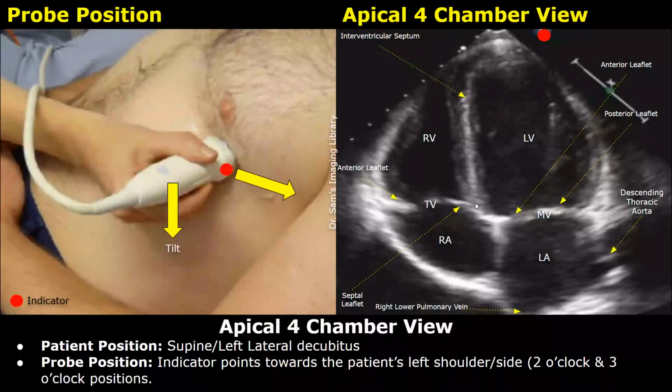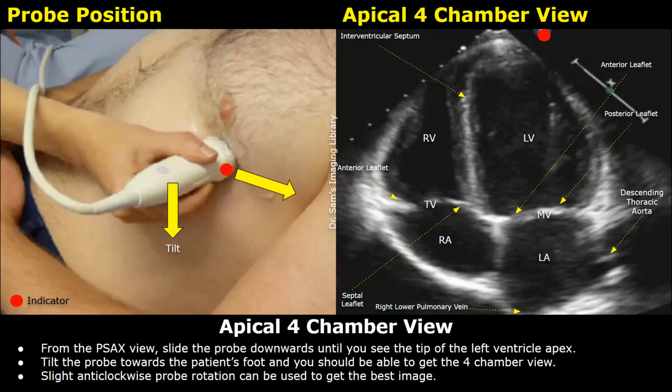The apical four-chamber view is another important view in echocardiography. It is obtained by placing the patient in either the supine or the left lateral decubitus position. The apical four-chamber view is taken after the parasternal short axis view. So from the parasternal short axis view, slide the probe downwards until you see the tip of the left ventricle apex. Keep the indicator pointed towards the patient's left shoulder or left side between 2 o'clock and 3 o'clock positions, in this manner. Then tilt the probe towards the patient's foot.